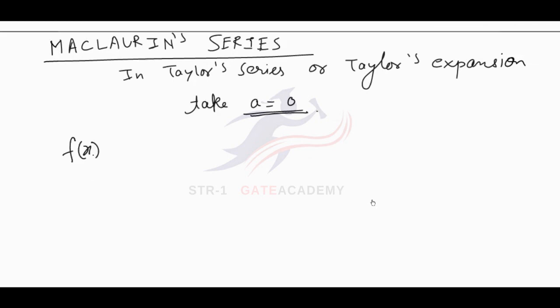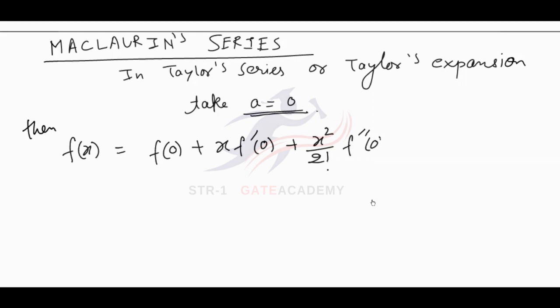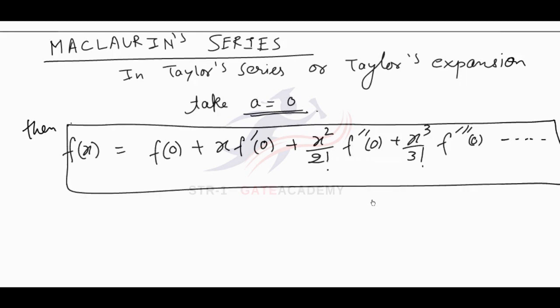Then f of x will become f of 0 plus x f dash of 0 plus x square by 2 factorial f double dash of 0 plus x cube by 3 factorial f triple dash of 0, and so on. So this is basically known as Maclaurin's series or Maclaurin's theorem. Clear? So this is how it works in the Maclaurin case. This is how fundamentals can be tested.